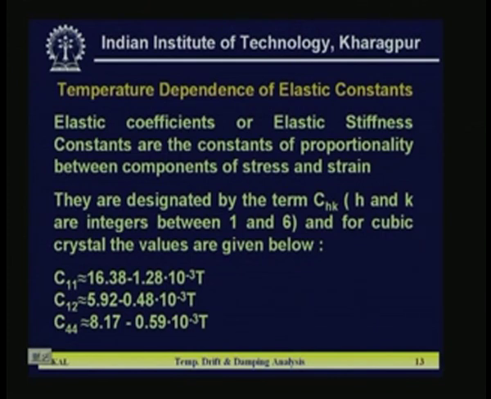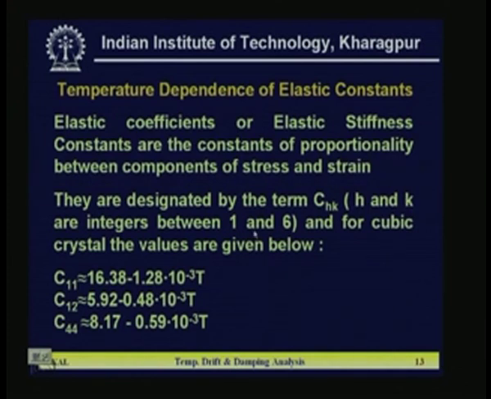Now, temperature dependence of elastic constants. If you concentrate there, what are the parameters? Elastic stiffness constants. These are basically the proportionality between components of stress and strain. The ratio of stress and strain is the stiffness constant. They are designated by the term C_HK, where H and K are integers between 1 and 6, like the pi 11, 12, 13, 14, 15, 16. Similarly here also C11, 12, 13, 14, 15, 16. In that way a 6 by 6 matrix is there.